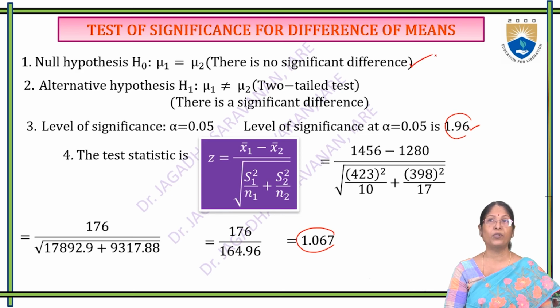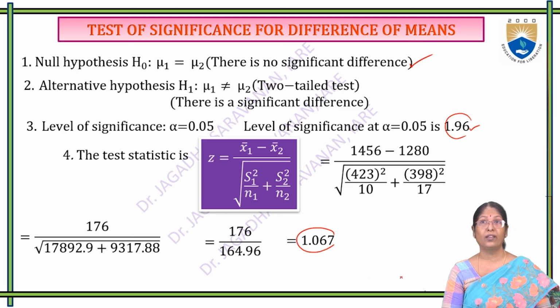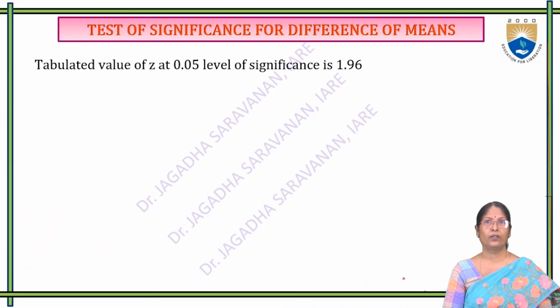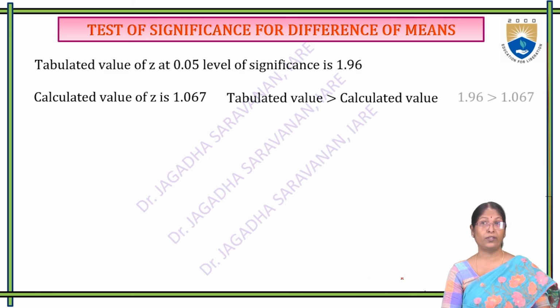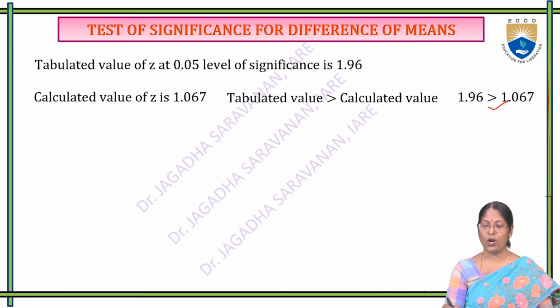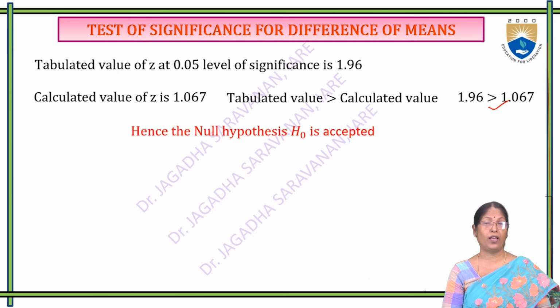We can accept our null hypothesis. Yes, there is no difference. So the tabulated value of Z at 0.05 level of significance is 1.96. Calculated value of Z is 1.067. So the tabulated value is greater than the calculated value, that is 1.96 is greater than 1.067. Hence the null hypothesis H0 is accepted.